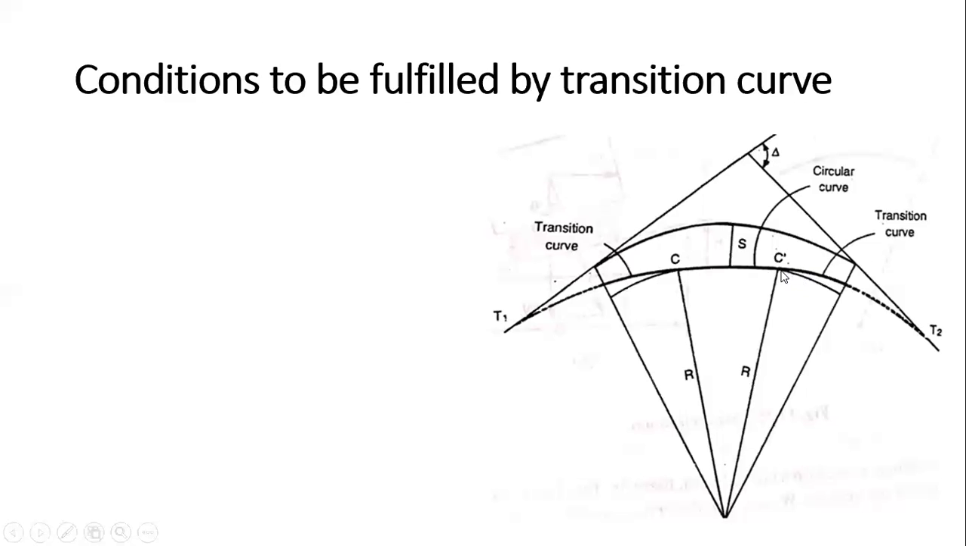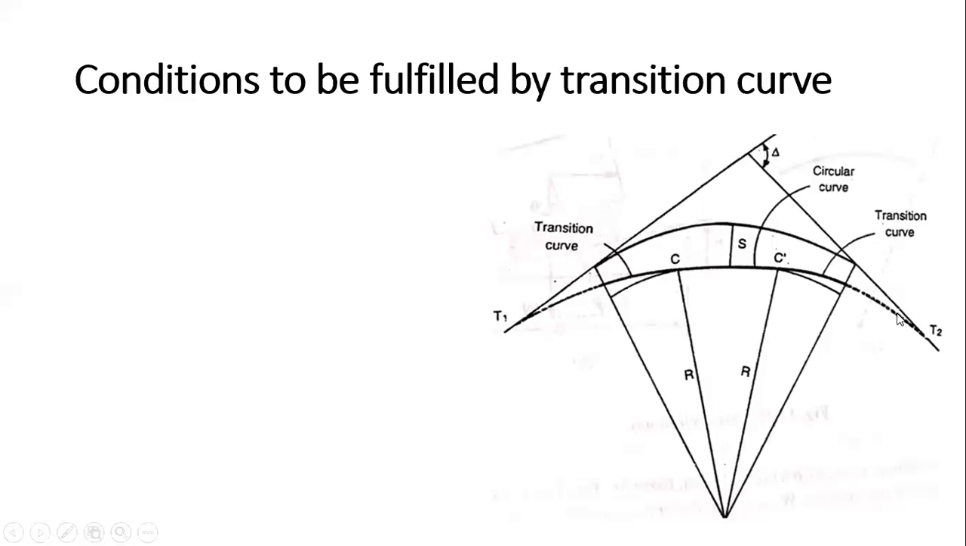So this varying radius curve is nothing but your transition curve. Similarly, this is the end point of the circular curve. After this end point, up to the point T2, I have to introduce a varying radius curve again in this region. That is again your transition curve. So on important highways and railways, we provide a circular curve in the middle, and on the two ends we provide the transition curve.